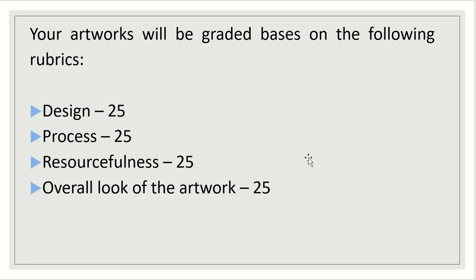So how will you be graded? The following will be the rubric for your activity. It's a 100 point activity. So your design is 25 points, your process is 25 points, being resourceful or resourcefulness is also 25 points, and lastly the totality or the overall look of your artwork is also 25 points. Okay, so this is your activity for the week. You don't have to record yourself doing the activity. If you want, that is also fine, but you don't have to submit it to me. All I need is your artwork.